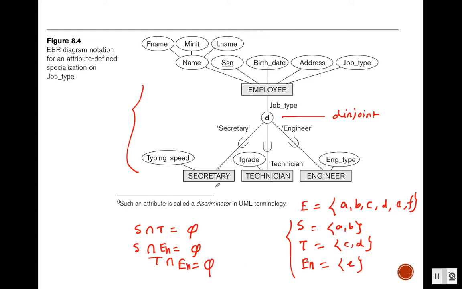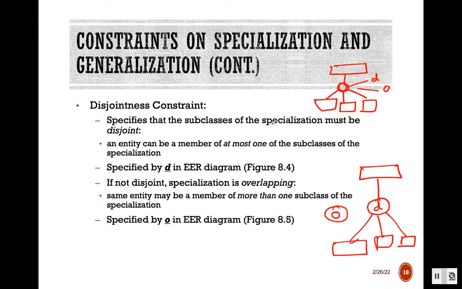Every employee can be either secretary or technician or engineer. So the intersection between any of the subclasses will be null. The same employee cannot be at the same time secretary and technician. So disjoint simply means an entity can be a member of at most one of the subclasses of the specialization. If this is not disjoint, the specialization can be overlapping. Each specialization can be either disjoint or overlapping. By default this will be overlapping.